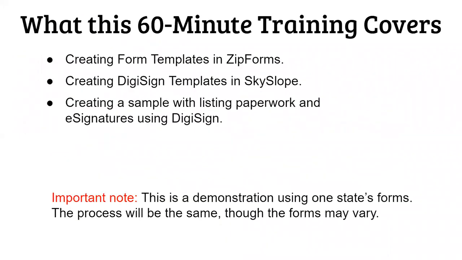So what this training covers, it probably won't be 60 minutes. It'll be more like 15 to 20. But again, we are going to be going over creating form templates in ZipForm, creating DigiSign templates in SkySlope, which are our e-signature templates, and then creating a sample with the listing paperwork and the e-signatures using DigiSign.